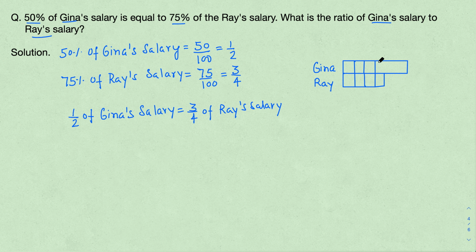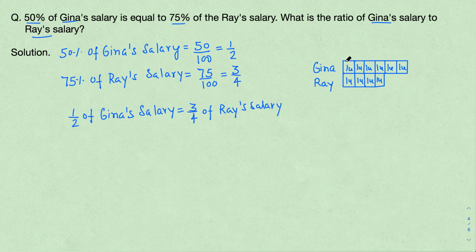Right? Now since we have divided the first part of Gina's salary into three parts, we have to do the same for the rest of her salary. That means we have to divide the other part also into 3 equal parts. And that will give us how many units? So let's find out. We will annotate and count it. So 1, 2, 3, 4, 5, 6. Right? And how about Ray? We know it's 4, right? 1, 2, 3, 4.